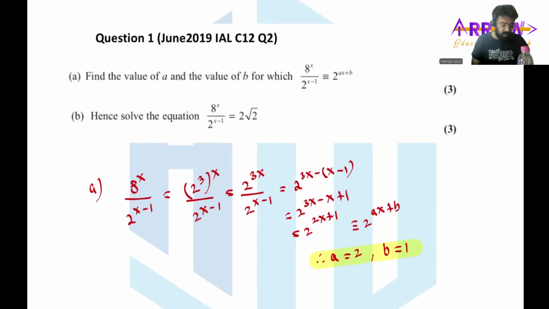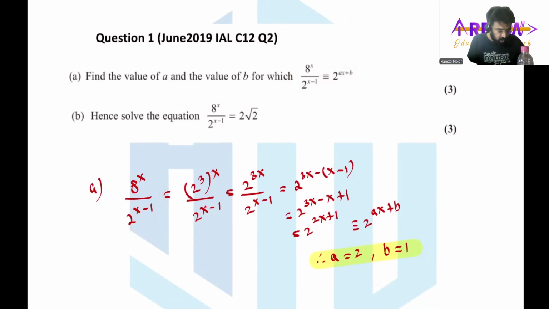Part A is saying: find the value of a and the value of b for which 8 raised to the power of x divided by 2 raised to the power of x minus 1 is exactly identical to 2 raised to the power of ax plus b. We just need to make a comparison and find the value of a and the value of b over here.